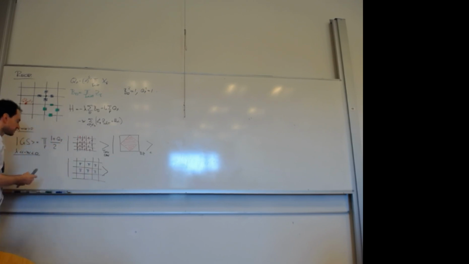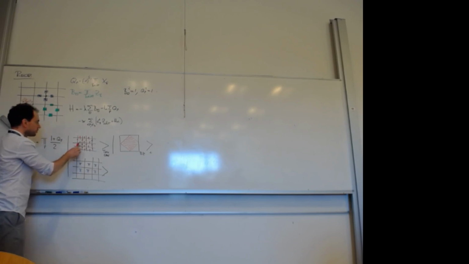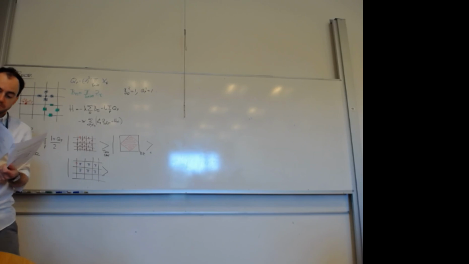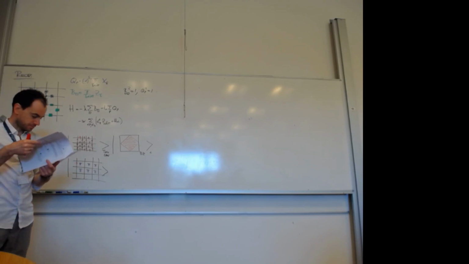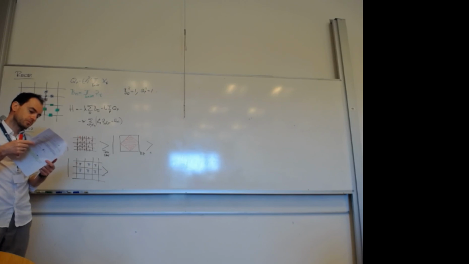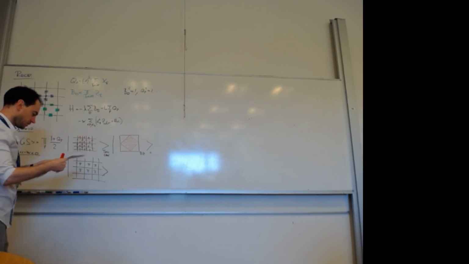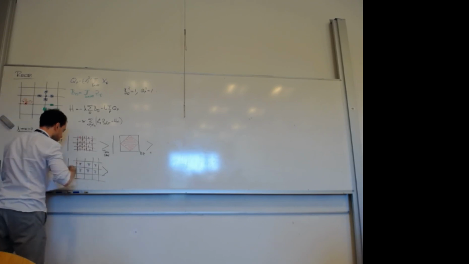I'll show you this. How do you get a pi flux? So you need to have an odd number of spin down in a given plaquette. So for example, we can do it this way. See which way it shows. This way.